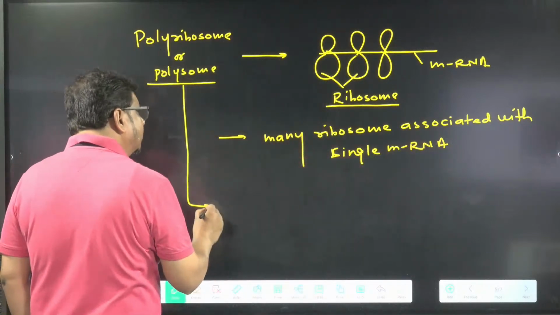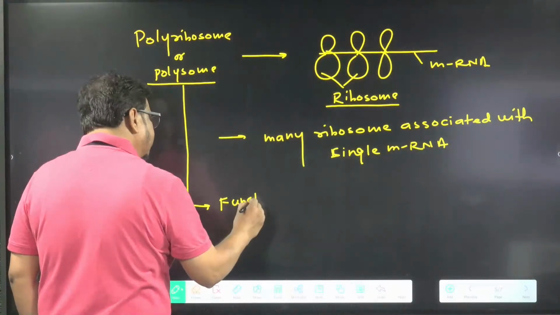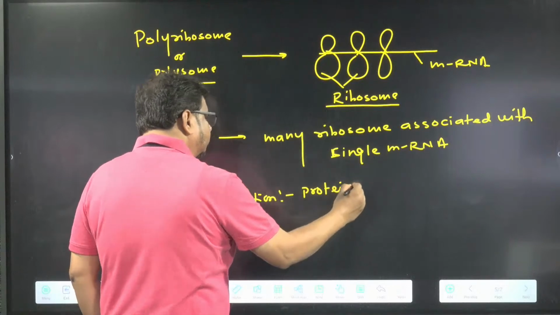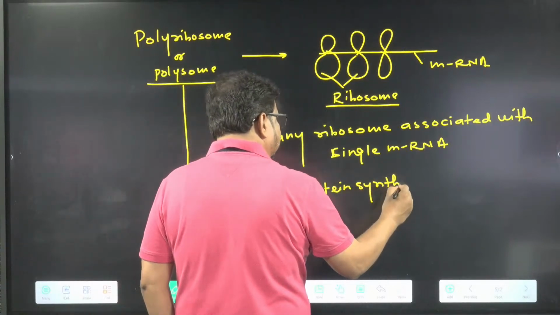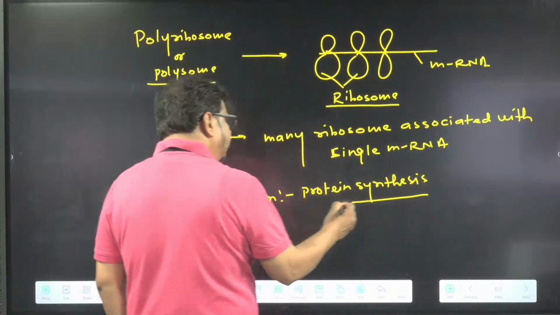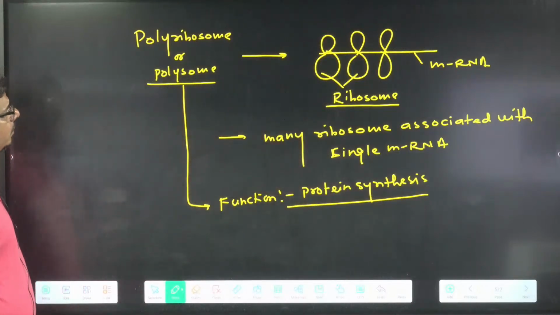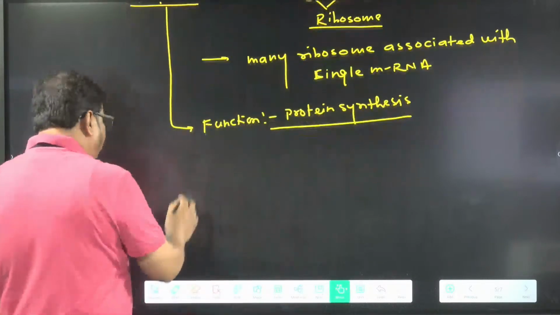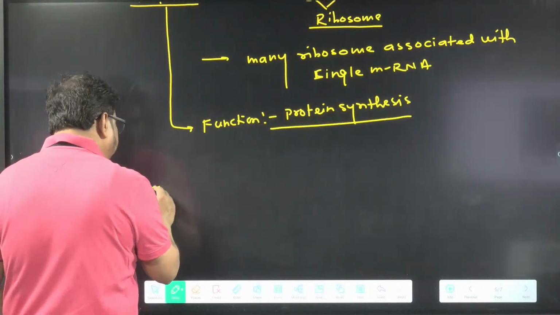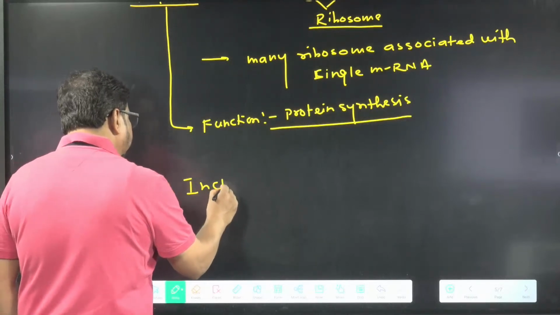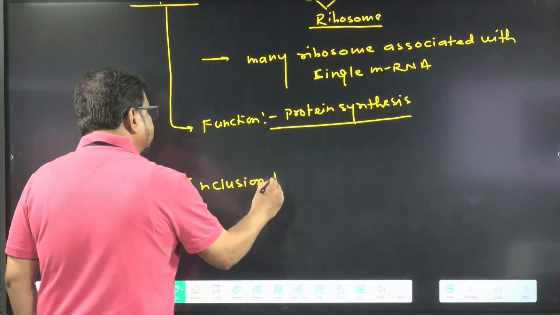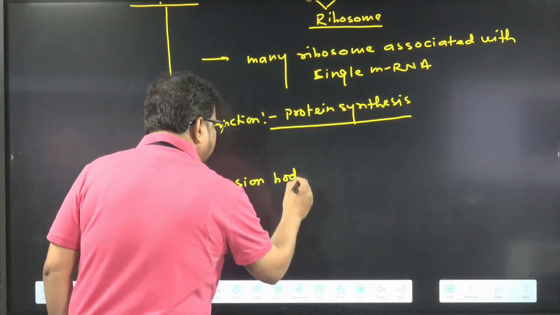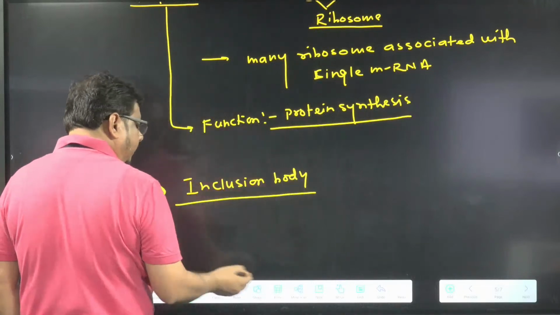What is the function of polysome or polyribosome? Function is protein synthesis, translation. Got the idea? So ribosome is the site of protein synthesis. So polysome, polyribosome is also over. Now, what remains in the cytoplasm? Inclusion body. Inclusion bodies, or body simply, right? Not a problem.